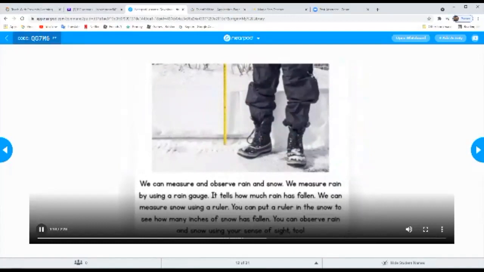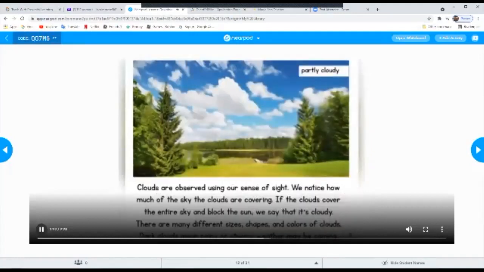We can measure and observe rain and snow. We measure rain by using a rain gauge. It tells us how much rain has fallen. We can measure snow using a ruler. You can put a ruler in the snow to see how many inches have fallen.